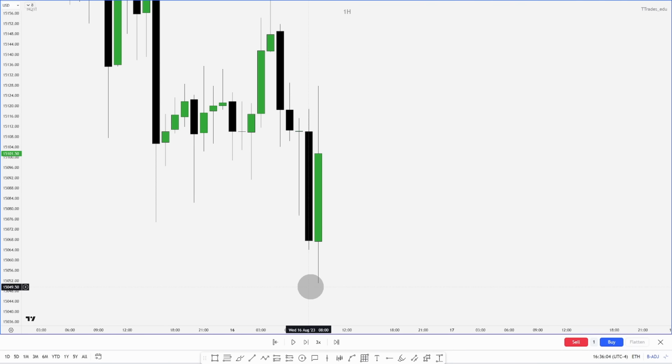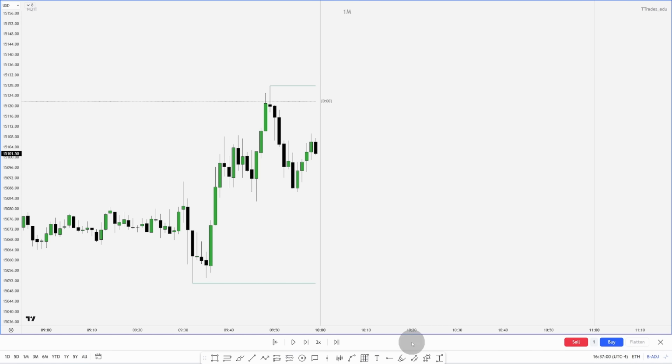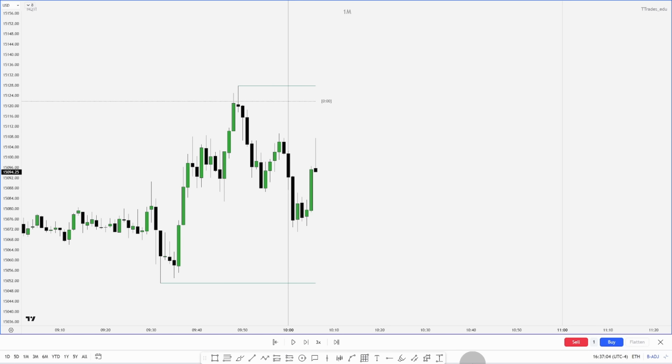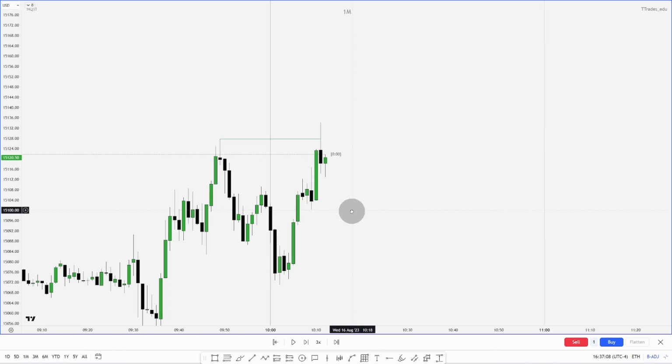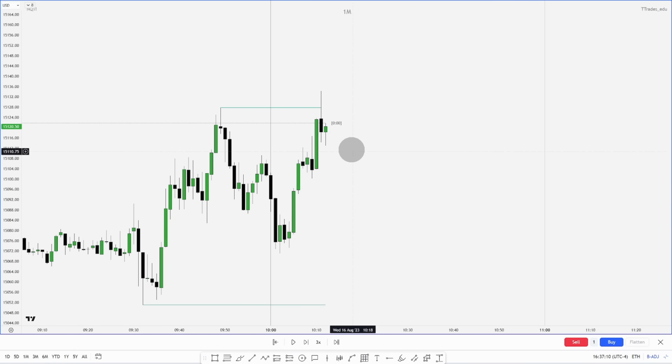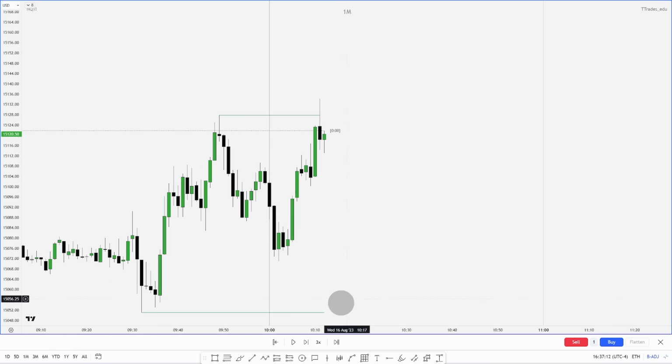All I do is sit back and wait for a stop run to occur below this low or above this high. So here we have a stop run. Now I'm looking for an entry model lower to target this low. So let's see what happens.